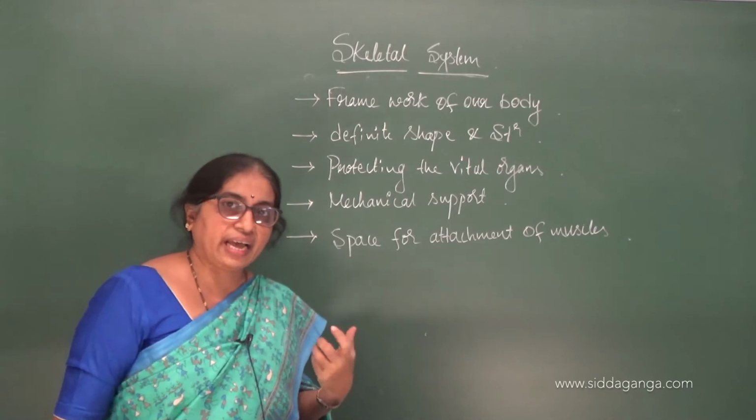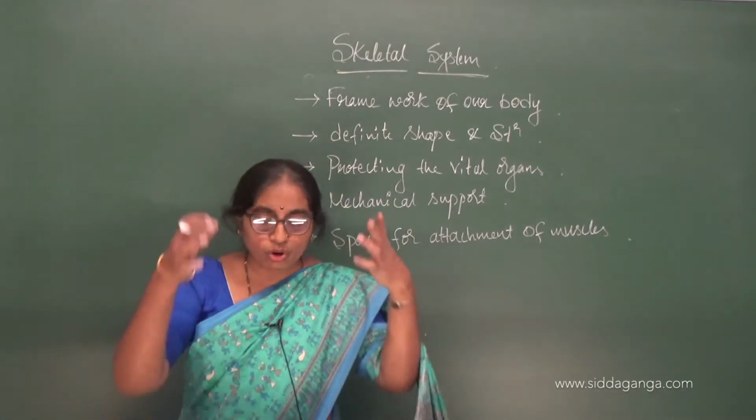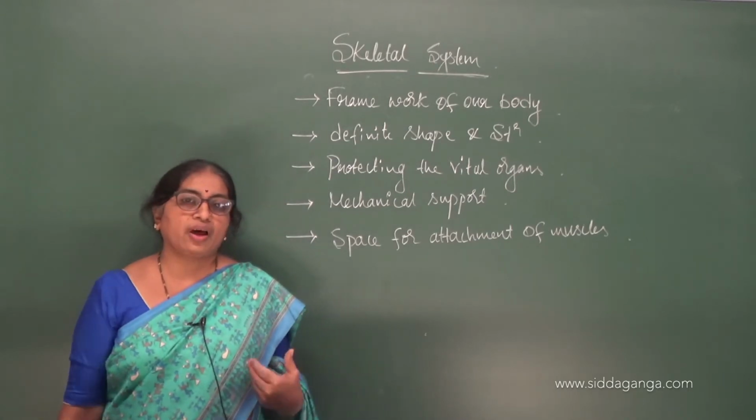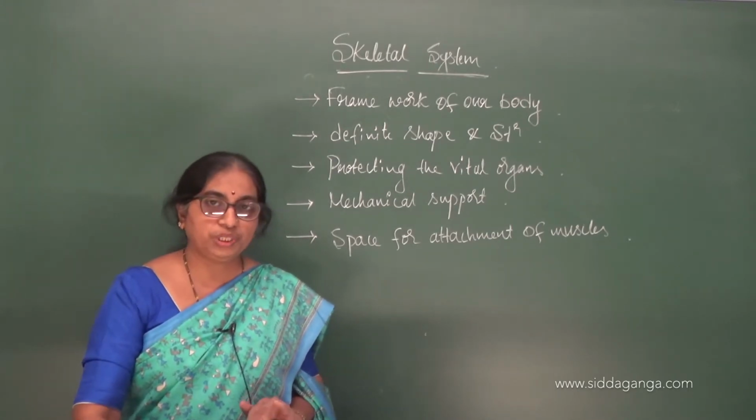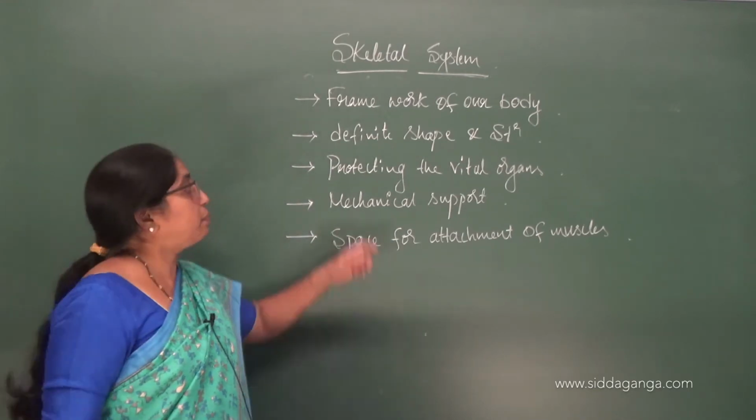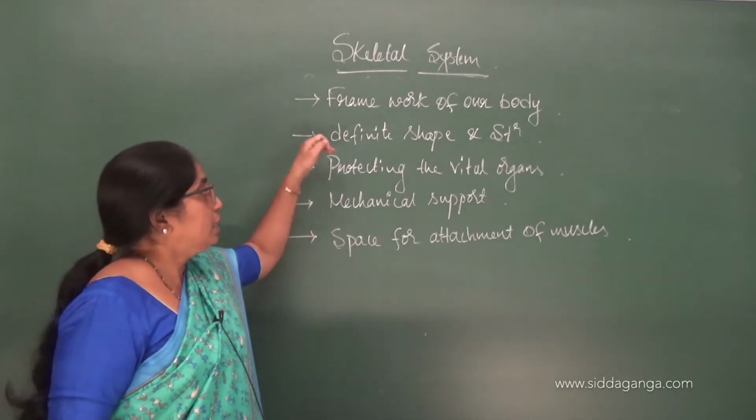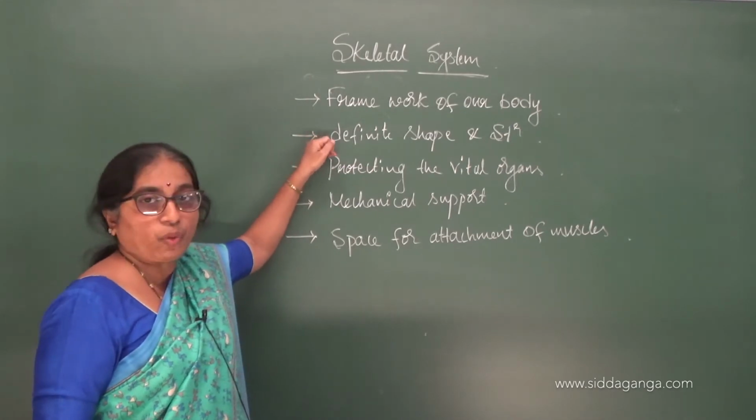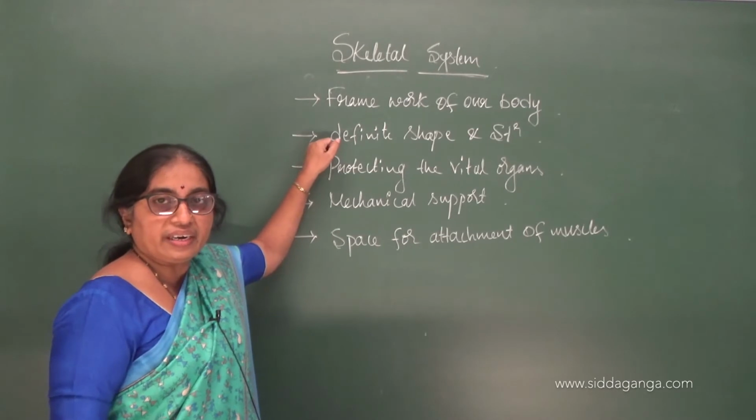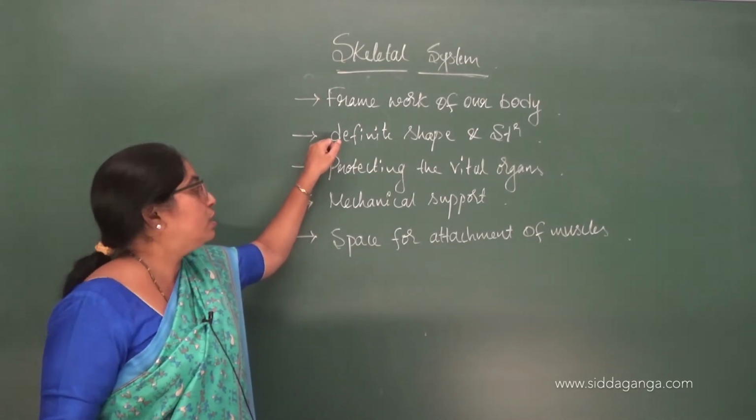Imagine if we didn't have this endoskeleton. The whole of the muscle mass of our body would have fallen on the ground, and we would have just crawled on the ground. That doesn't happen because we have the skeletal system, the endoskeleton, which provides mechanical support and thereby also gives a definite shape and structure to our body.